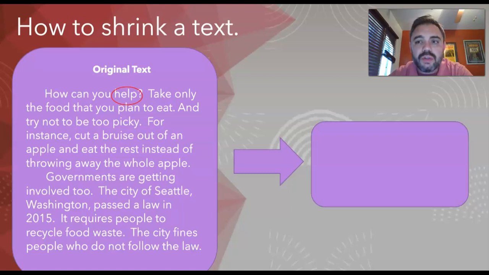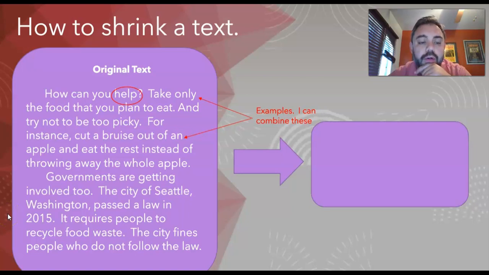The next thing I want to do is see if any of the details have anything in common. I want to identify similarities between some of the details that are in the bodies of my paragraph. So I look here: take only the food that you plan to eat, not be too picky, cut a bruise out. Well, these are examples of how I can help. So I see that this collection of sentences are all about making good choices when I buy food. So I'm going to combine some of that, and we'll see that in a minute.